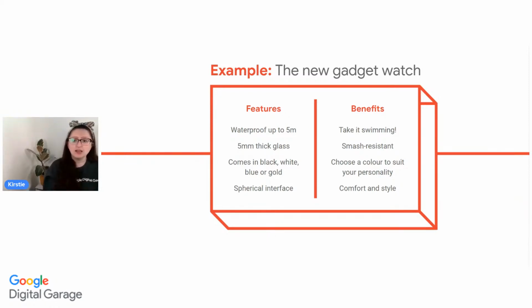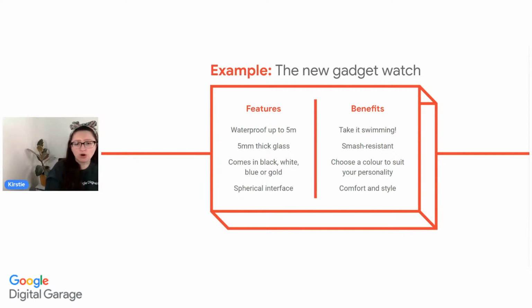We can include that within the content that we're talking about, within images, whatever it is that we're posting on our socials. So we can see waterproof up to 5 meters, 5mm thick glass, comes in black, white, blue or gold, and it's got a spherical interface. So we've got those features. But what are the benefits to the service or the product that you are talking about on your socials and for your business? Well, the benefits, actually, you can take it swimming.